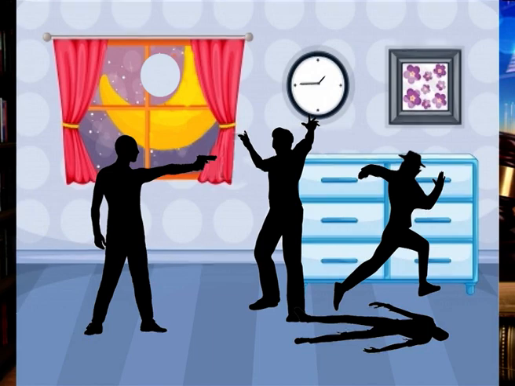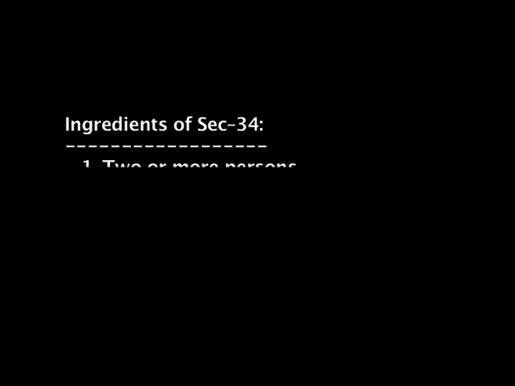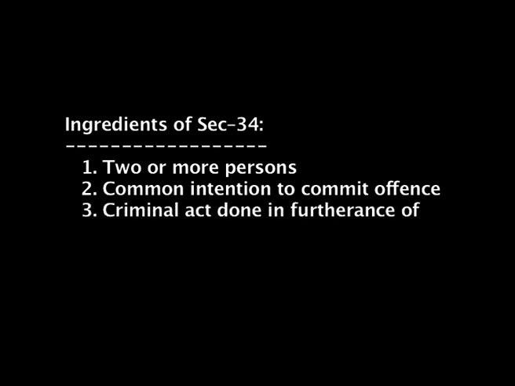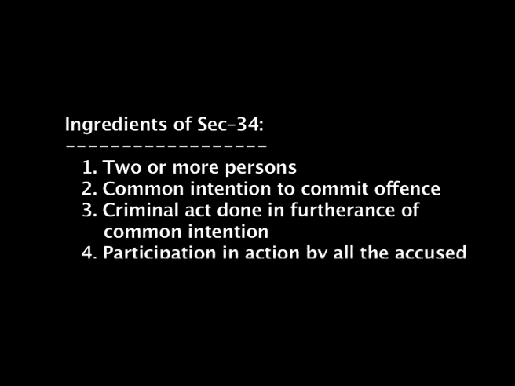Now the ingredients of Section 34, some of which are: number 1, there must be 2 or more persons. Number 2, they must have common intention to commit the offence. Number 3, the criminal act must have been done in furtherance of the common intention. And number 4, participation in the action by all the accused. Let's discuss each one of these in detail. First, 2 or more persons.